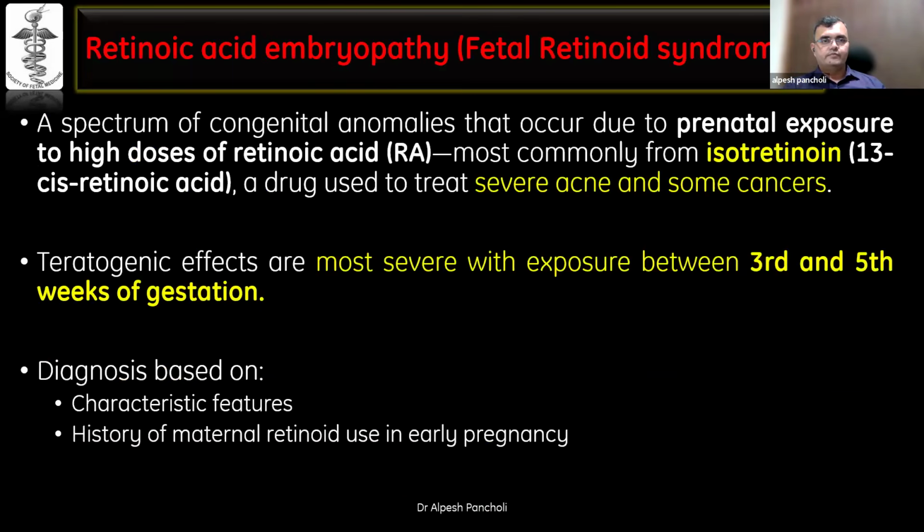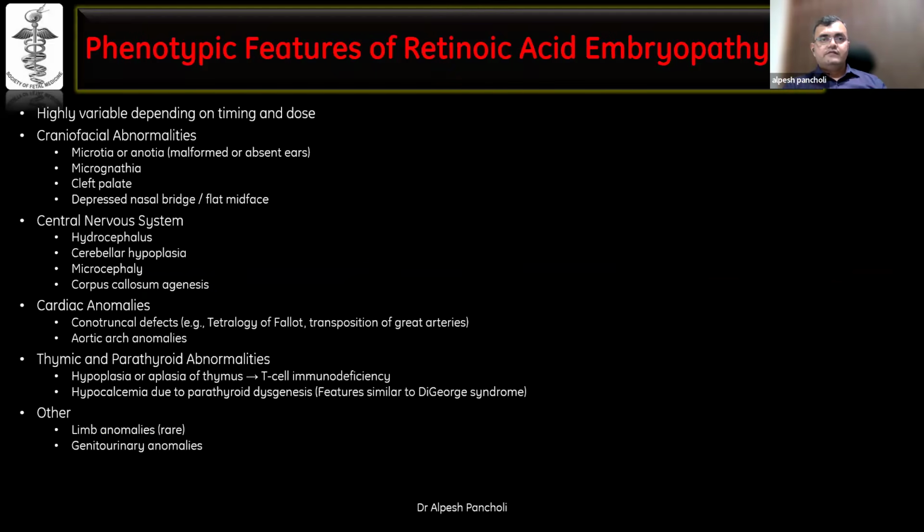What is retinoic acid embryopathy? It's a spectrum of congenital anomalies that occurs due to prenatal exposure to high doses of retinoic acid, most commonly isotretinoin. It is usually used to treat severe acne and in some cancers. Teratogenic effects are most severe with exposure between the third and fifth weeks of gestation, during the period of organogenesis. The diagnosis is based on characteristic features and history of usage of retinoic acid in early pregnancy. Phenotypic features are highly variable depending on the timing and dosage.